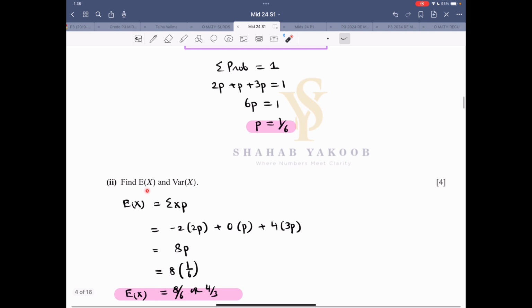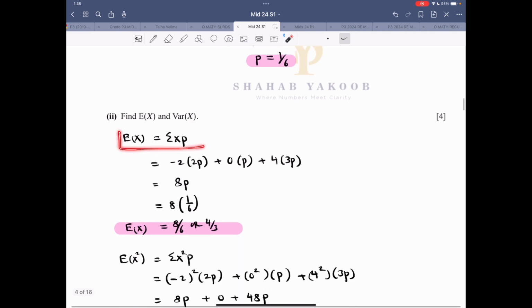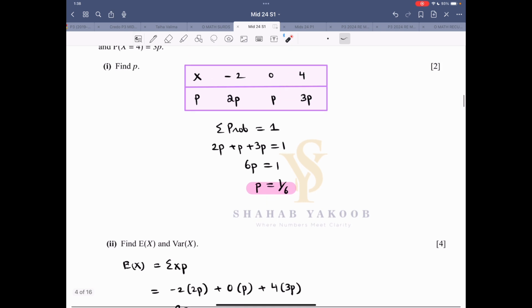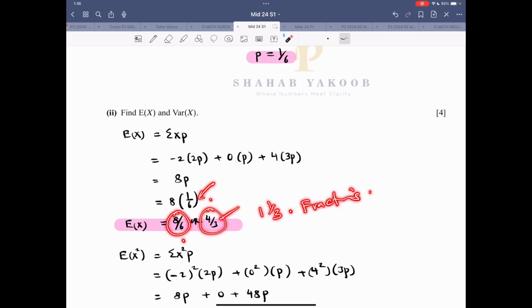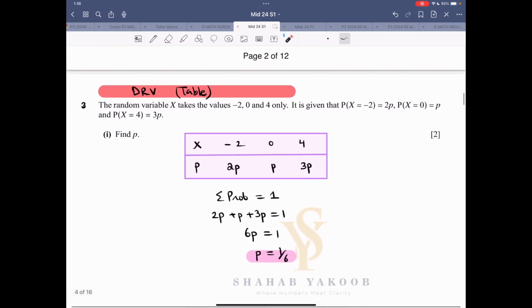Find expectation, find variance. What's the formula for expectation? That is sigma xp. Take this value of x, multiply with its corresponding probability, add it all up. So I first worked in terms of p. I found it easier. Then I inserted the value of p. You could leave the answer as 8/6, 4/3 is exact, or 1 whole 1/3. Fractions are supreme. Fractions are beautiful. Fractions are exact.